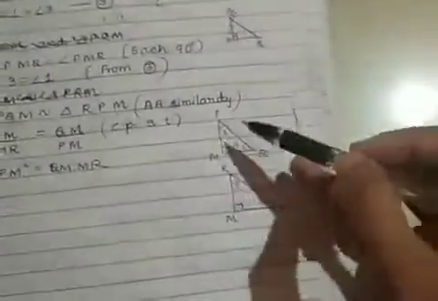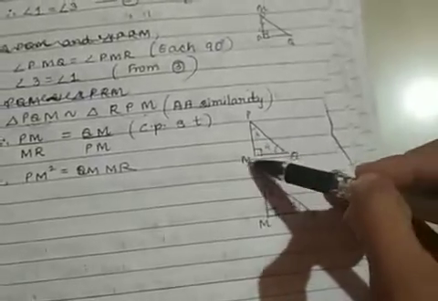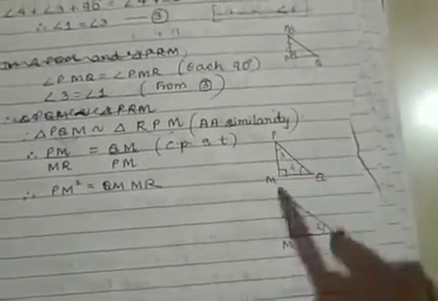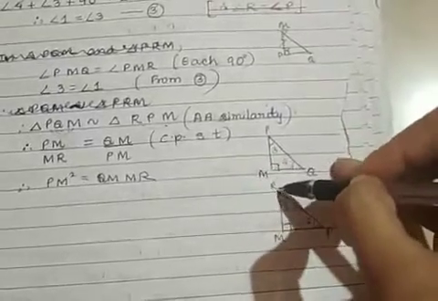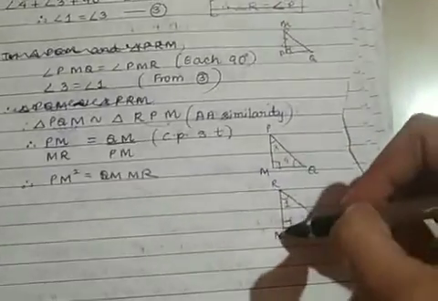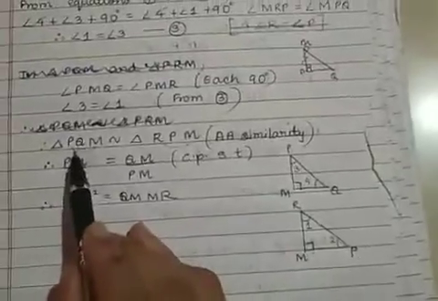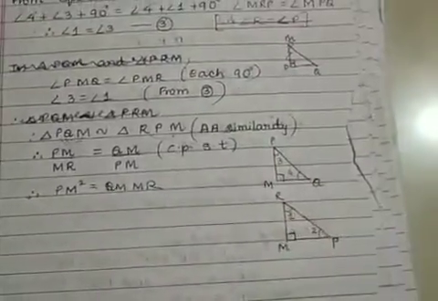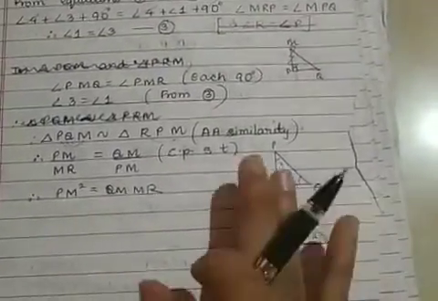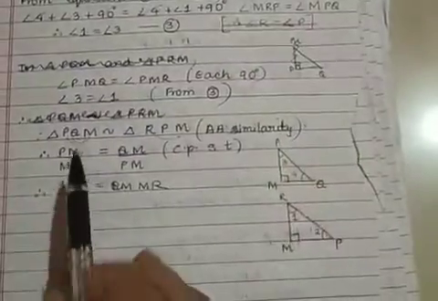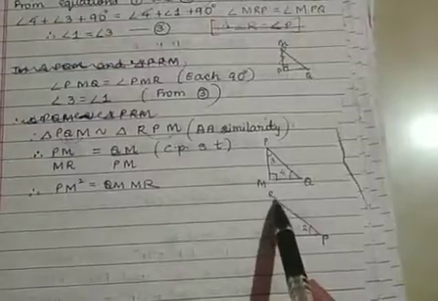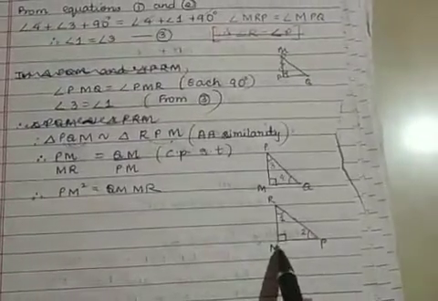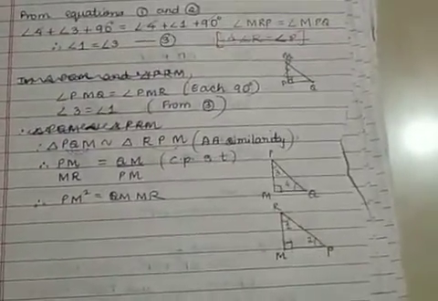So if you take the triangle PQM, what should be the other triangle corresponding to it? So if you take PQM, the other triangle should be RPM, correct? So which are the two triangles? You have to be very careful when you are taking the two triangles. The corresponding sides and all should be equal. So triangle PQM is similar to triangle RPM by AA similarity criterion.